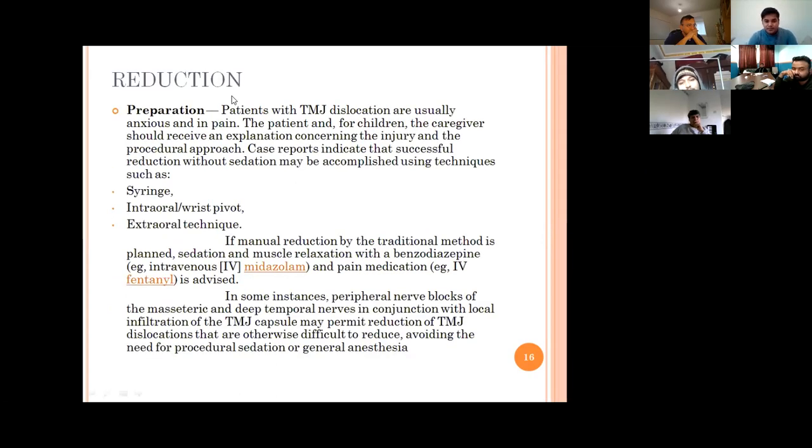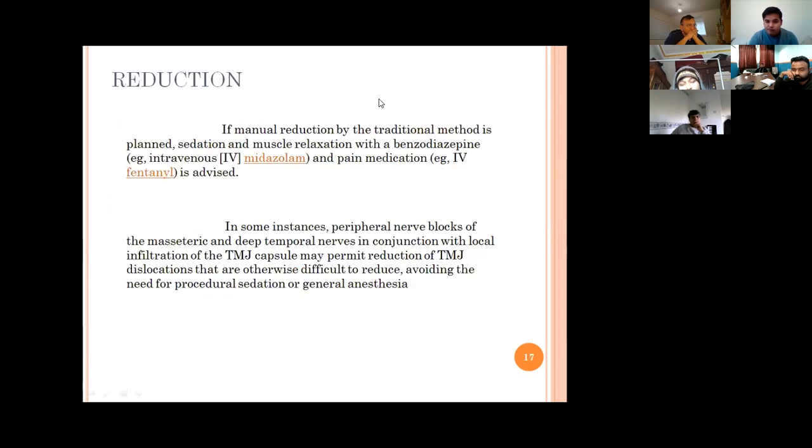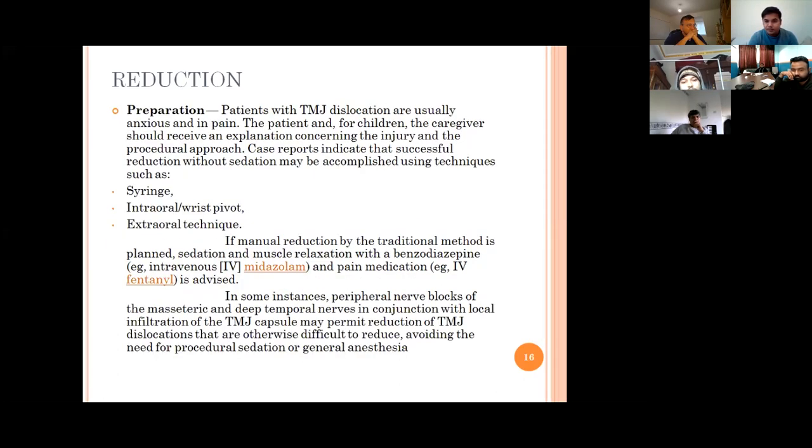As it is a dislocation, it's an emergency, and we need to reduce the dislocation. So we have to prepare for the reduction. During preparation, patients with TMJ dislocations are usually anxious and in pain. So the patient, and for children the caregiver, should receive an explanation concerning the injury and the procedural approach. Case reports indicate that successful reduction without sedation may be accomplished using techniques such as the syringe, intraoral or wrist pivot technique, and extraoral technique.